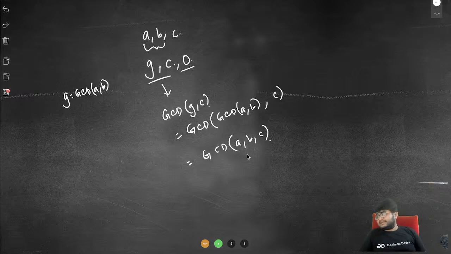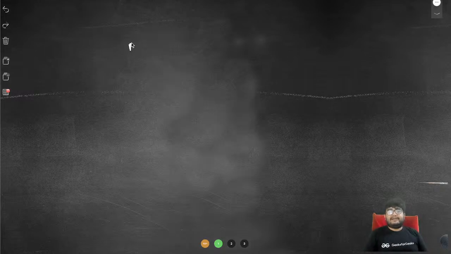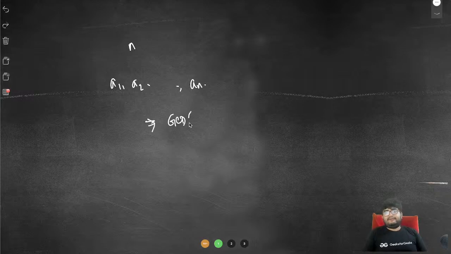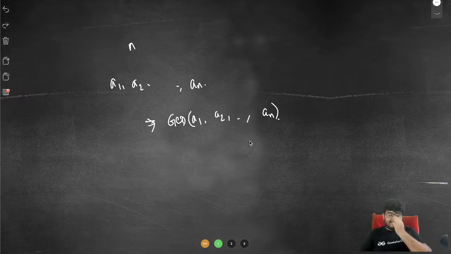So 3 numbers are reduced to the GCD of them. Similarly, n numbers you can add, keep on adding numbers like this. So for n numbers we can generalize this. N numbers, A1, A2, up to AN, are reduced to the GCD of what? A1, A2, up to AN. So all of them are reduced to the GCD, right?